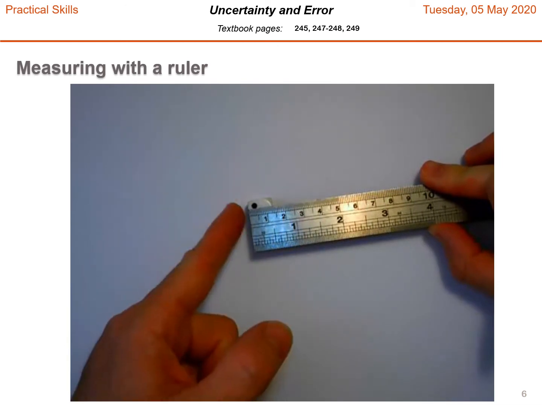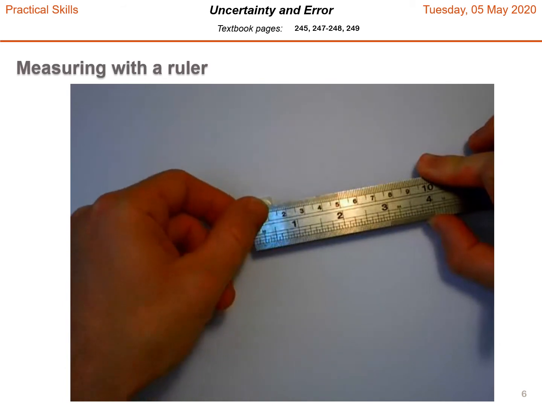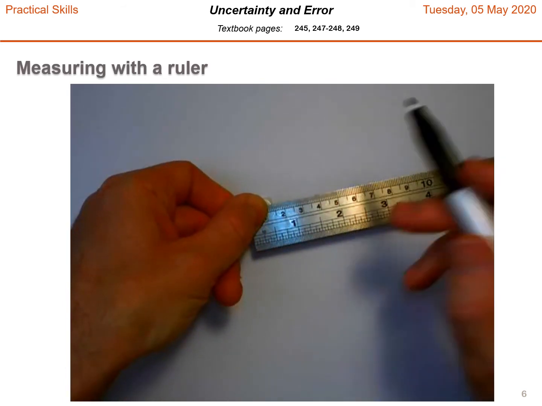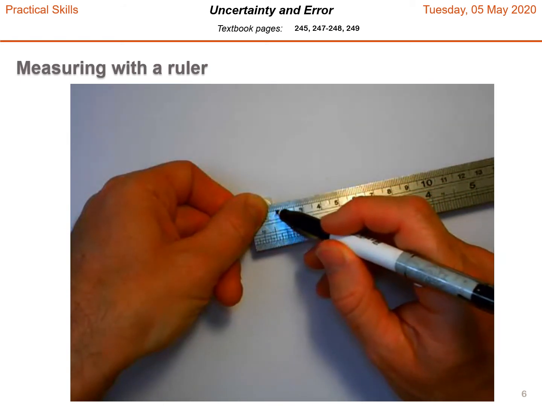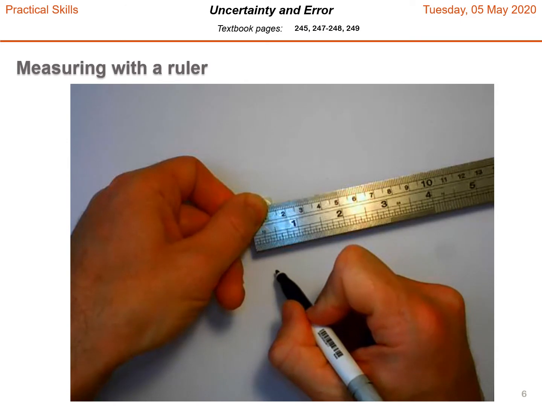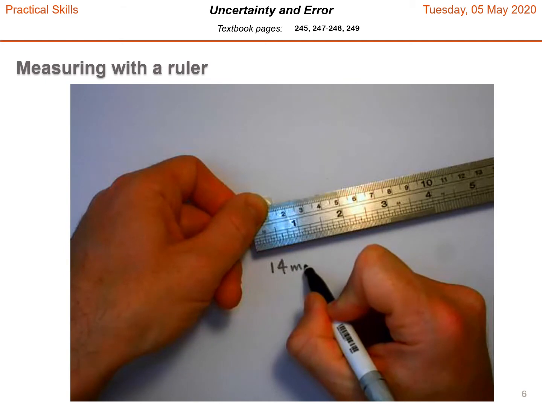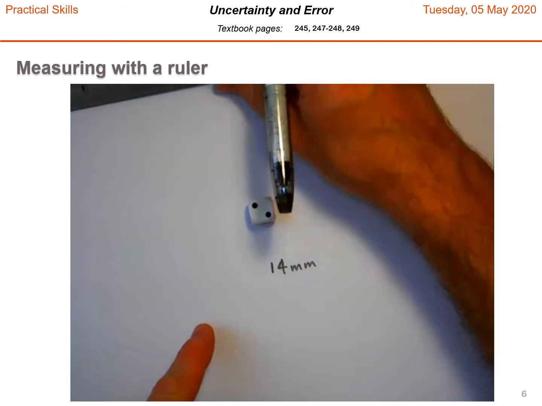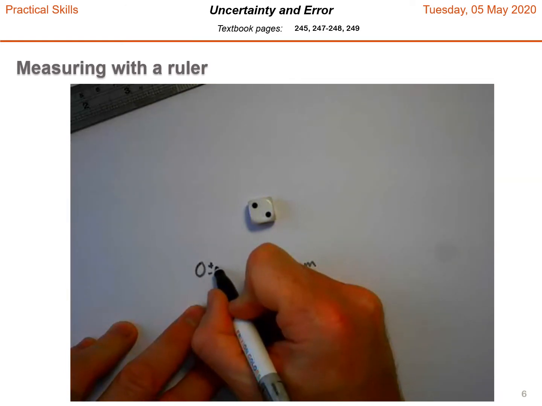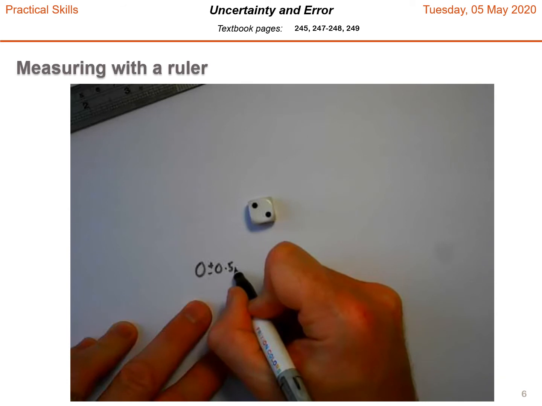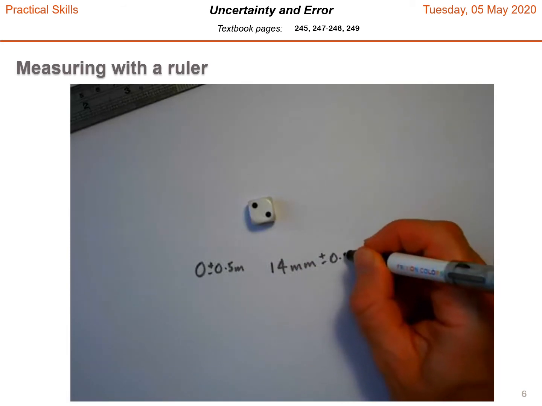So I'm lining up the end of the ruler there, which I think is at the 0 mark, and then I'm going to read off here. Now my ruler here has got some extra ½ millimeter graduations, but I'm just going to take that as 14 millimeters. At the 0 point, I was saying that it was at 0, but I need to really put there 0 plus or minus 0.5 millimeters. And then we've got 14 here, plus or minus 0.5 millimeters.